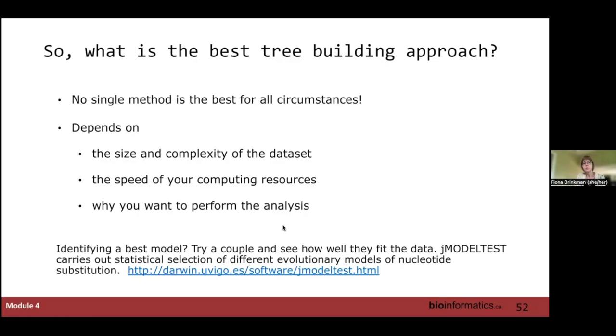So basically, when you're doing it, you usually want to identify the best model, and look at what kind of computing resources you have and what size of data set you have. Here's jModelTest, which can look at different models. But usually I find that people have worked out a particular model. So if you're new to this, often you can follow what other people have found as a good model for that particular species and that particular application.